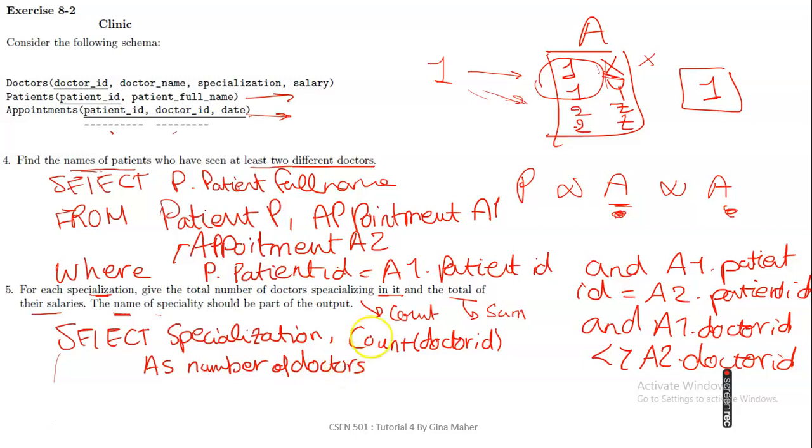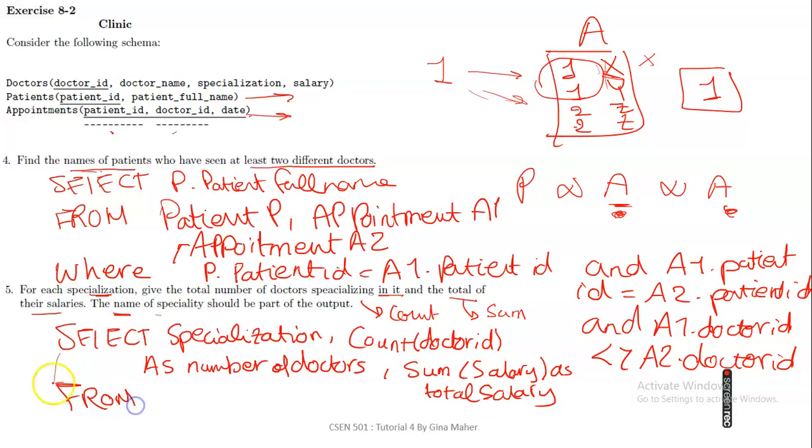Are we done yet? No, because we need to get the sum of the salaries. So, sum of salary as total salary, for example, from table doctor. We are going to get all this information from the table doctors.